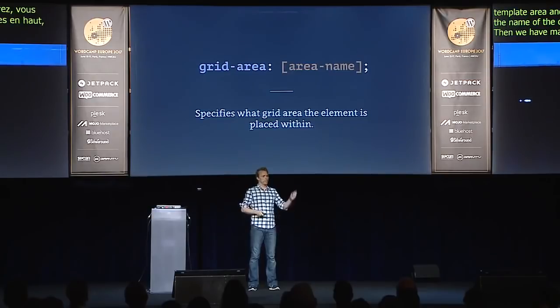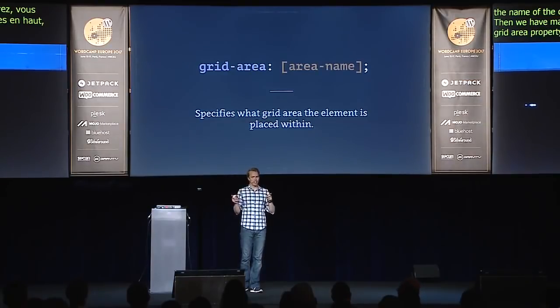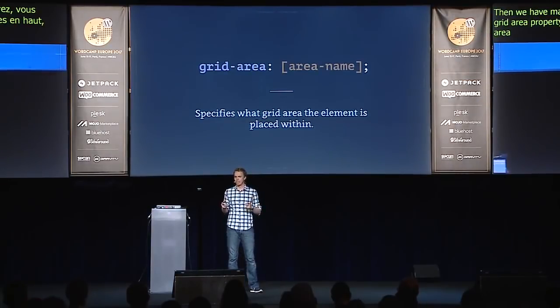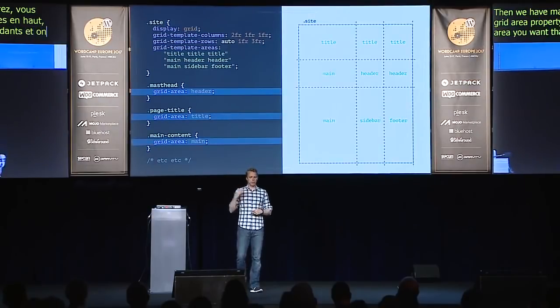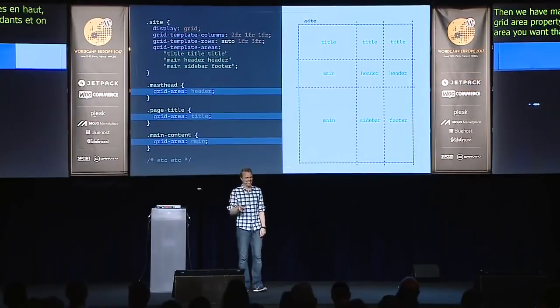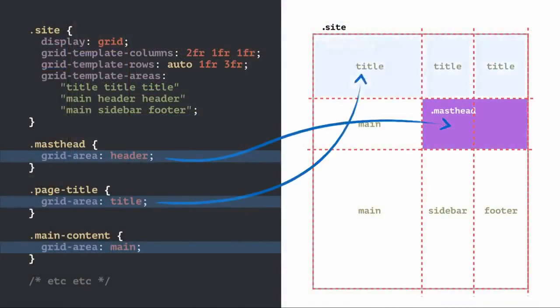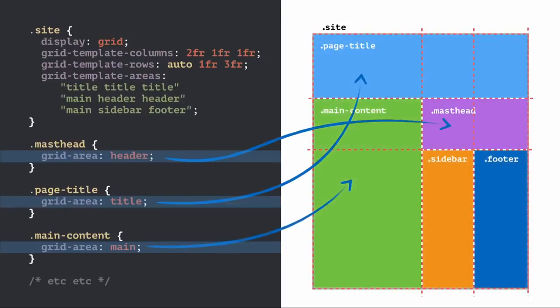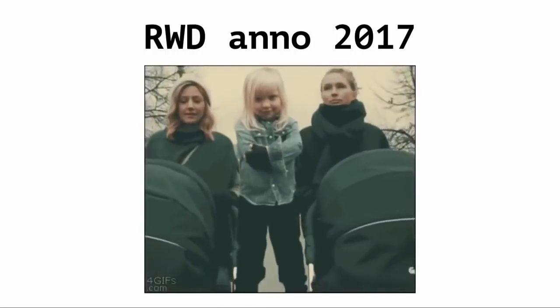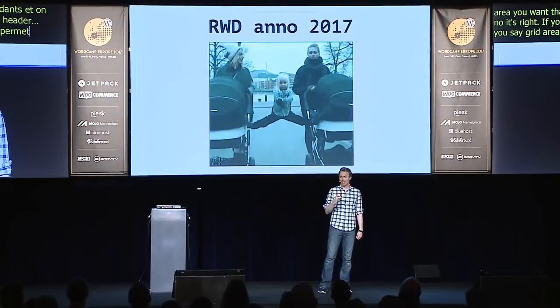Then you use the grid area property on individual child items, and you just declare the name of the area you want that element to appear in. So if you say grid area header, the element goes to the header area. If you say grid area title, it goes to the title area. And this allows us to do crazy responsive web design.